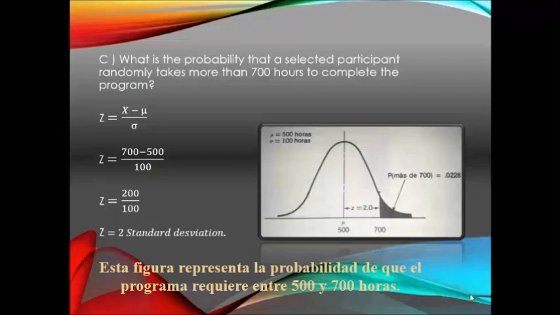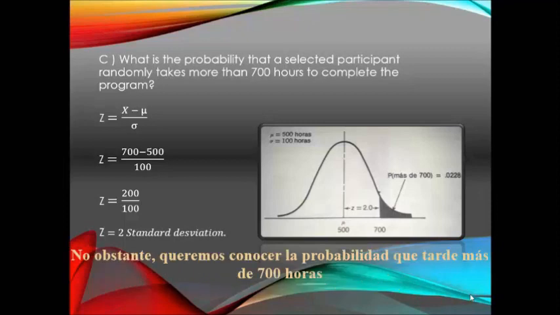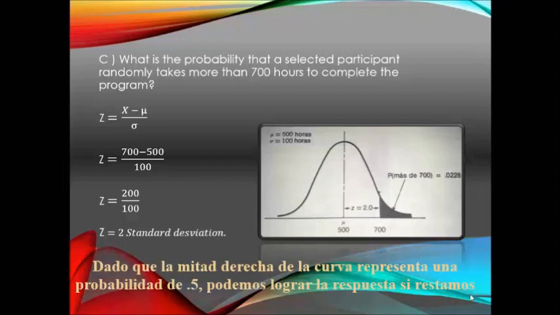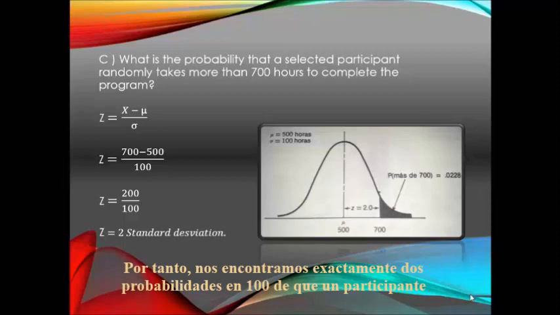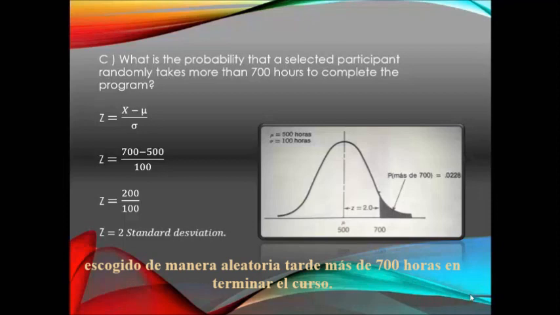That figure represents the probability that the program requires between 500 and 700 hours. However, we want to know the probability that it takes more than 700 hours. Given that the right half of the curve represents a probability of 0.5, we get the answer if we subtract 0.5 less 0.4772, which is equal to 0.0228. Therefore, there are exactly 2 chances in 100 that a participant at random takes more than 700 hours to complete the course.